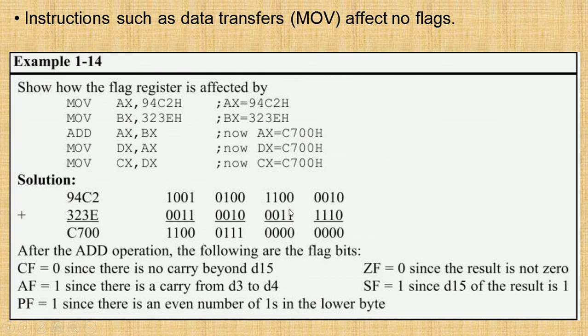What about parity? There are no ones, 0 ones, 0 is even parity, parity flag is set. What is zero flag? If you consider the complete result, it is not equal to 0, so zero flag is reset. What about sign flag? MSB is 1, negative number, sign flag is set.